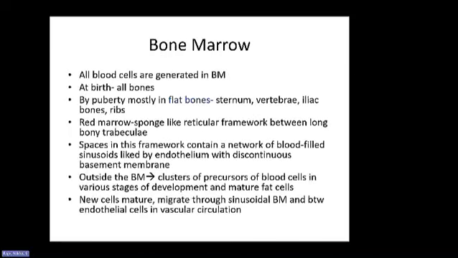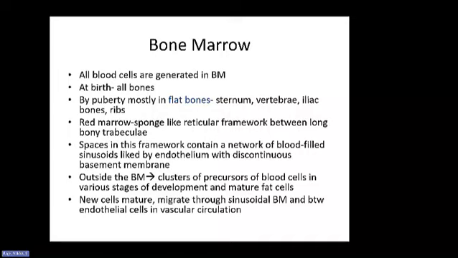So let's talk about the bone marrow. We know all the blood cells are generated here. At birth, all the bones will have bone marrow, but by puberty, bone marrow is present only in the flat bones. So that's sternum, vertebrae, iliac bones, ribs.